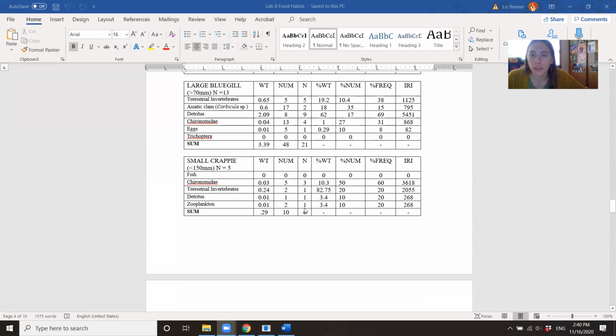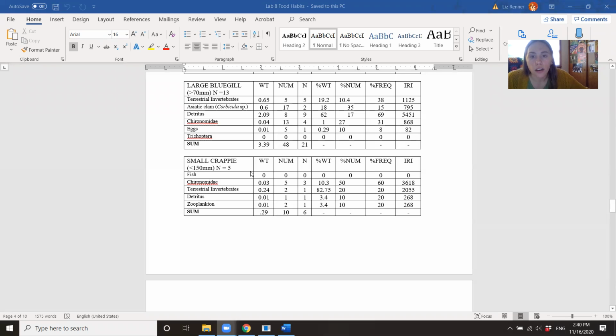These numbers are a little bit easier to work with. We've just got 5 small crappies. And so none of them had fish in them. There was 0.3 grams of chironomids, giving us 10.3% weight. We've got some terrestrial invertebrates here at a total of 82.75% of the weight, and then just a little bit of detritus and zooplankton at 3.4% and 3.4% respectively.